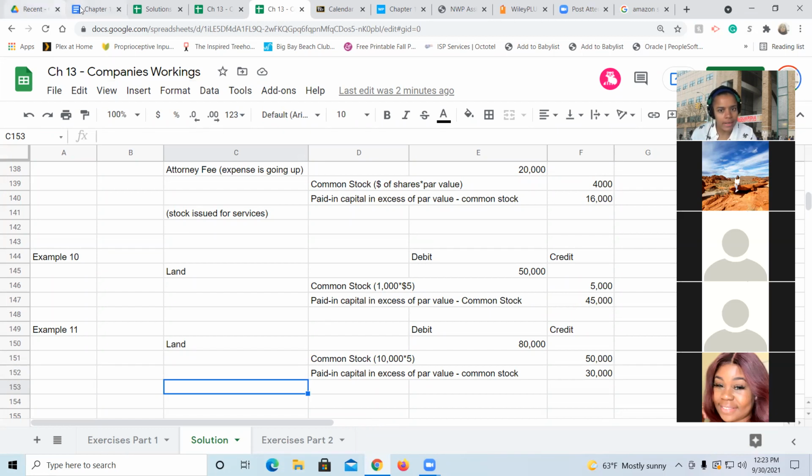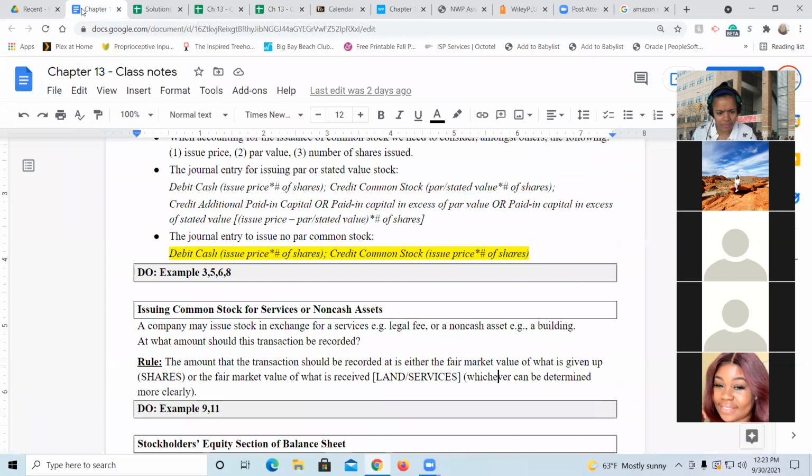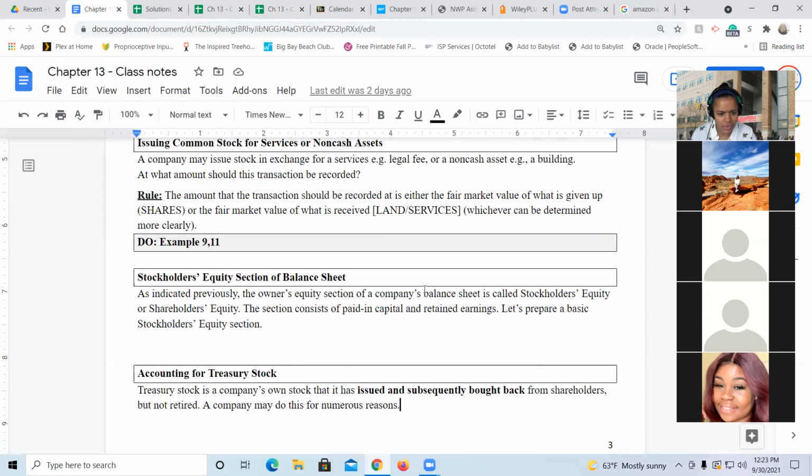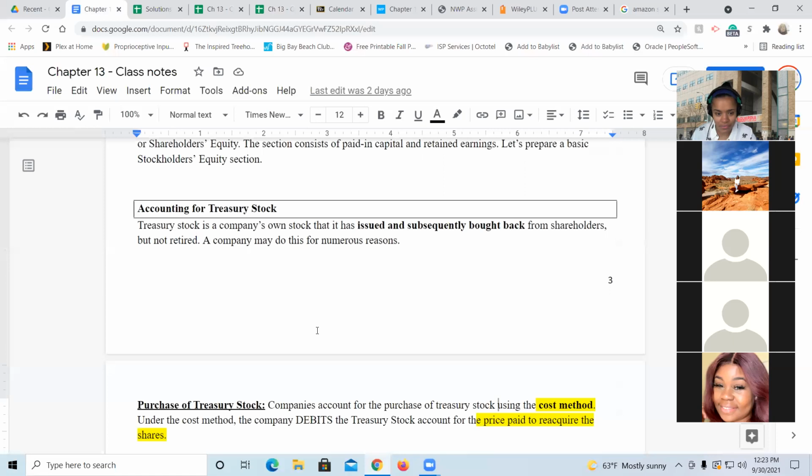Okay. Right. So we don't have much time left over. I've already shown you the balance sheet many times. This is just talking about how the balance sheet consists of paid in capital and retained earnings. And then it says, let's prepare a basic stockholders equity section, but we've already done that probably about 3 times. So we're ahead of where we need to be. So I'll talk a little bit about treasury stock before we call it a day here, and maybe do 1 or 2 journal entries around this.